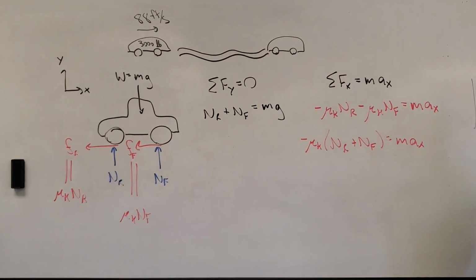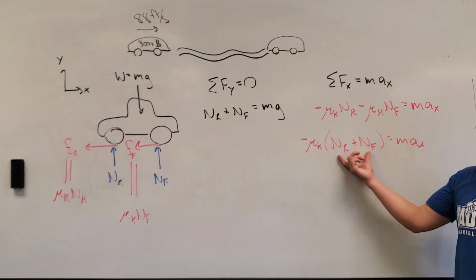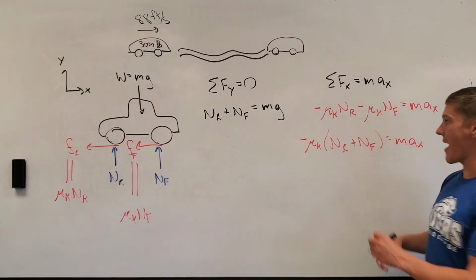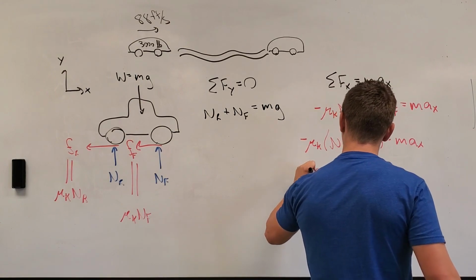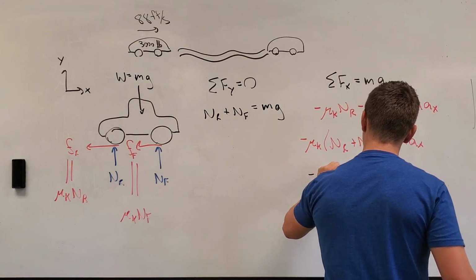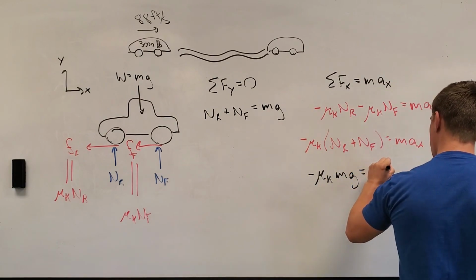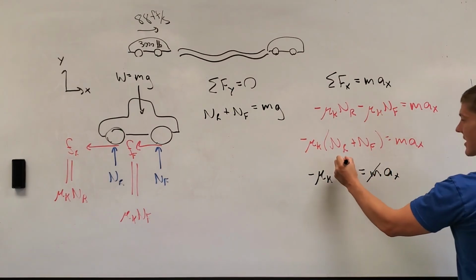And hopefully now this makes a little bit more sense, because I know what my normal force from the rear plus our normal force from the front is. It's just our mass times our gravity. So this becomes a negative coefficient of kinetic friction times our mass times our gravity, which is equal to our mass times our acceleration in the x direction. In this case, our masses cancel out.